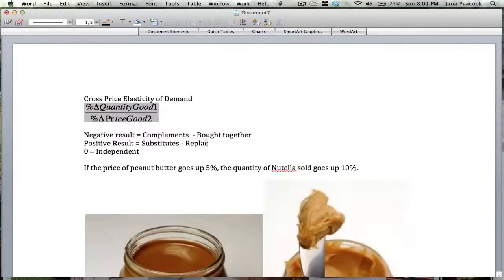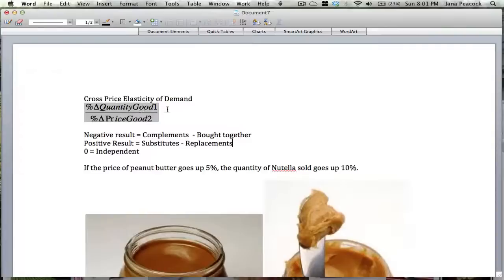Think about an example of complements and substitutes right now. For complements, you might have had something like peanut butter and jelly. For substitutes, you might have had something like hot dogs and hamburgers. So goods that you would buy one or the other, but likely not both.